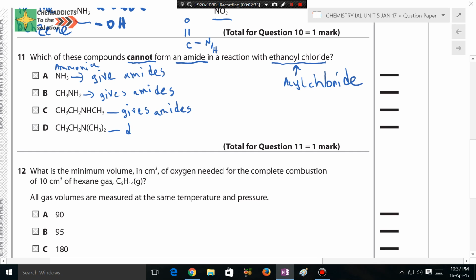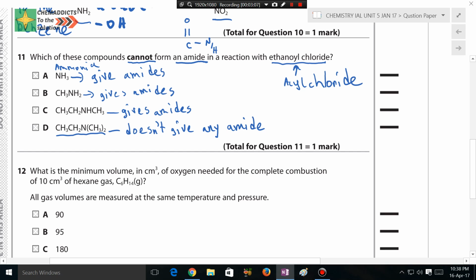But this one doesn't give any amide. Such a poor guy, it doesn't give any amide. This guy over here is a miser. It doesn't give any amide. These three are good, they are okay giving amides, but this doesn't give any amides.